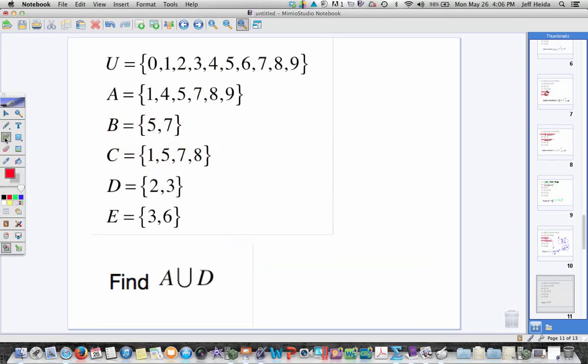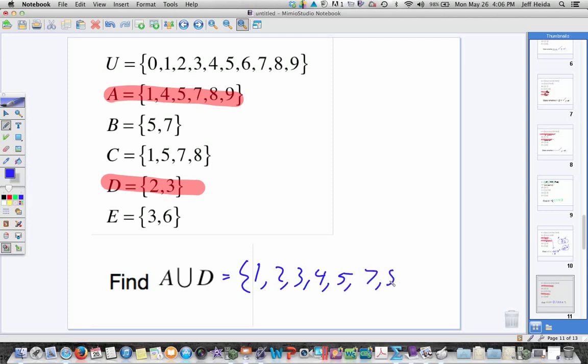Last example that we're going to go through, A union D. So let's go up here. So everything that's in A and everything that's in D. And if you notice, A has 1, 4, 5, 7, 8, 9, and D has 2, 3. So really what we're talking about for the union is it's going to be 1, 2, 3, 4, 5, 7, 8, and 9.